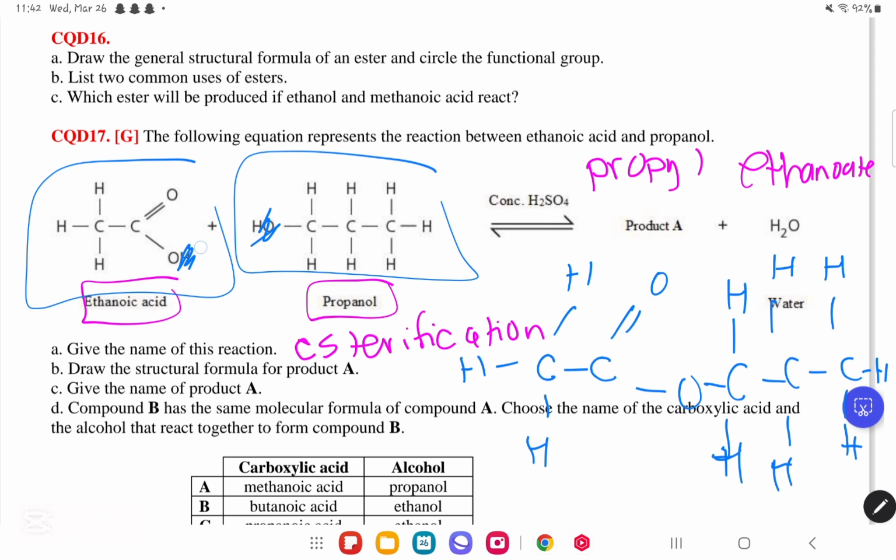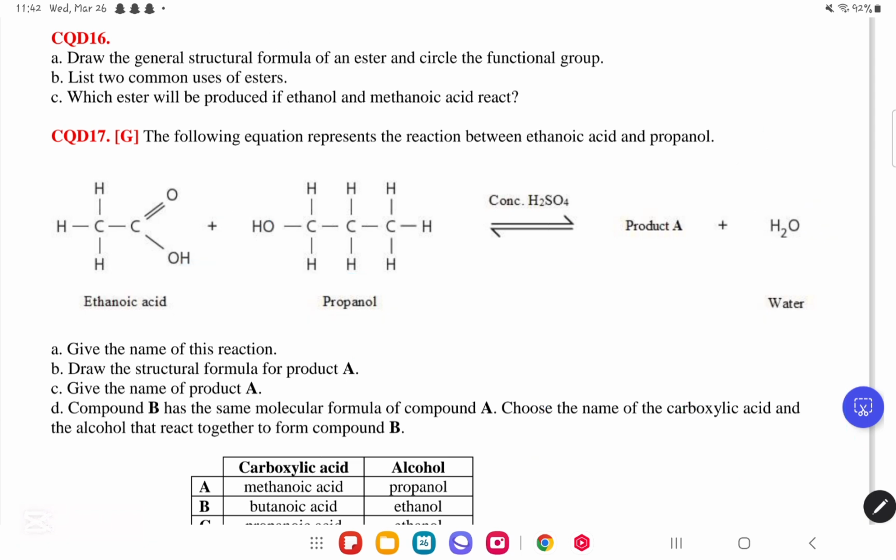And what did we remove? We removed an H over here and an HO over here. So together they will combine to make water. So we finished B and C. Let us move on to part D.